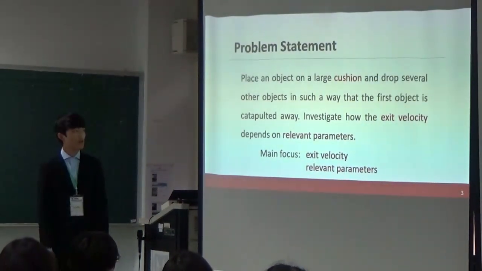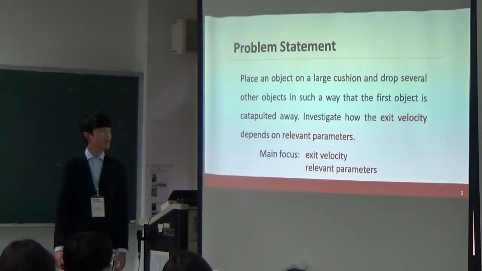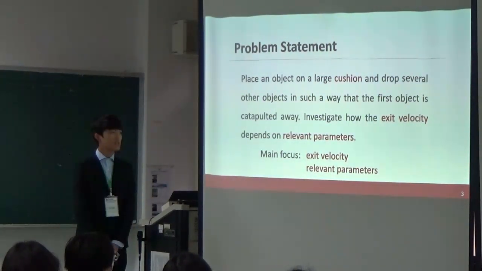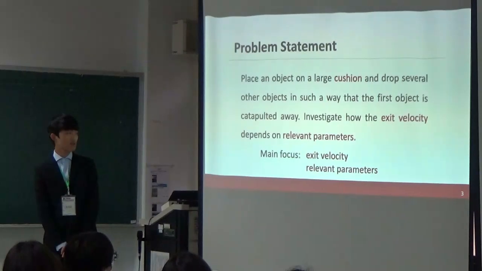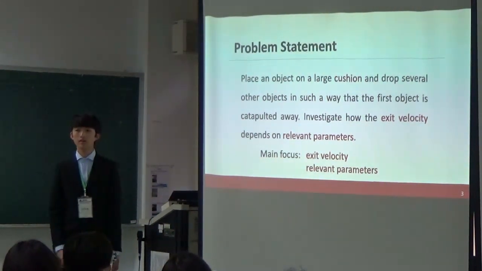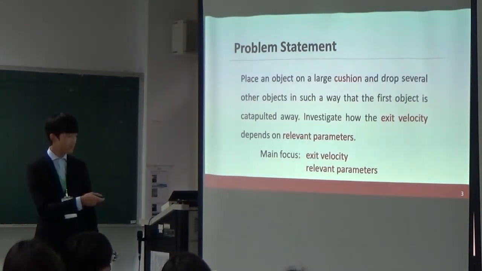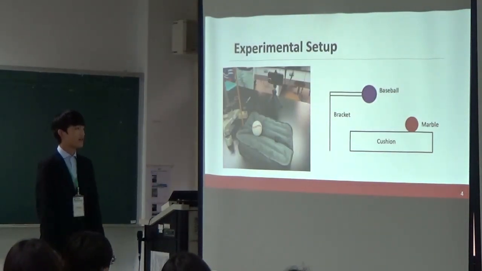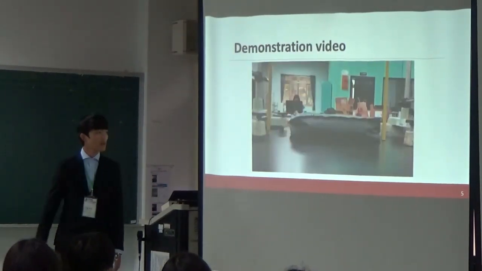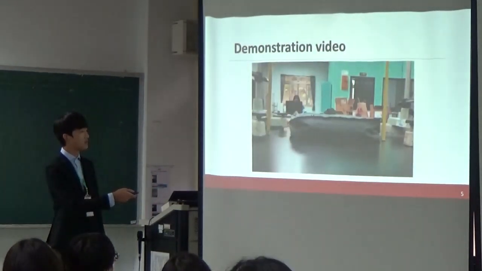Place an object on a large cushion and drop several other objects in such a way that the first object is catapulted away. Investigate how the exit velocity depends on relevant parameters. And our main focus on this problem is the exit velocity and relevant parameters. And this is our experimental setup. And this is a demonstration video.